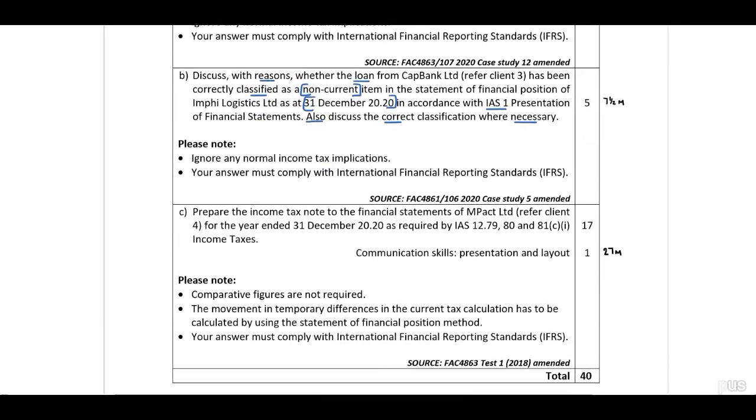C. Prepare the income tax note to the financial statements of Impact Limited, refer client 4, for the year ended 31 December 2020, as required by IAS 12, paragraph 79, 80, and 81(c)(i). Therefore, we know, guys, we need to include our recon. Communication skills, 1 mark, not free but easy. Comparative figures are not required. The movement in temporary differences in the current tax calculation has to be calculated by using the statement of financial position method. This is what we use, and your answer must comply with IFRS.